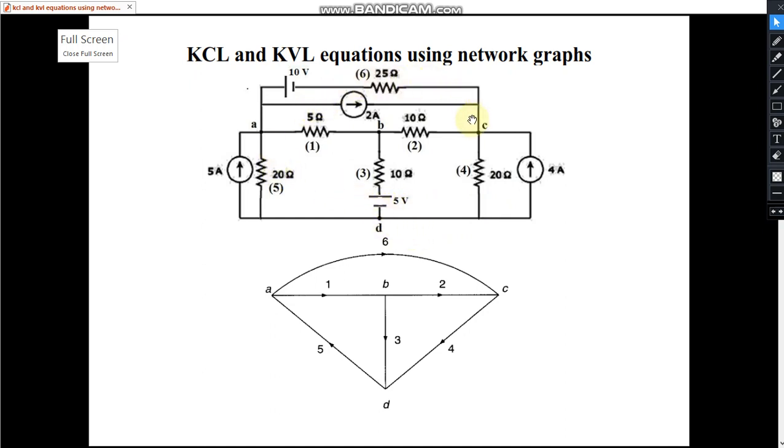So first of all, let us draw the network graph. If I draw the network graph of this particular network, then there is a node. For example, if this node D is considered to be the reference node, we can do that. So this is a node. This is another node, node A. Between node A and node D, there is a branch. And that branch consists of this resistance, and there is a current source also. And this current source can be considered to be a part of this branch.